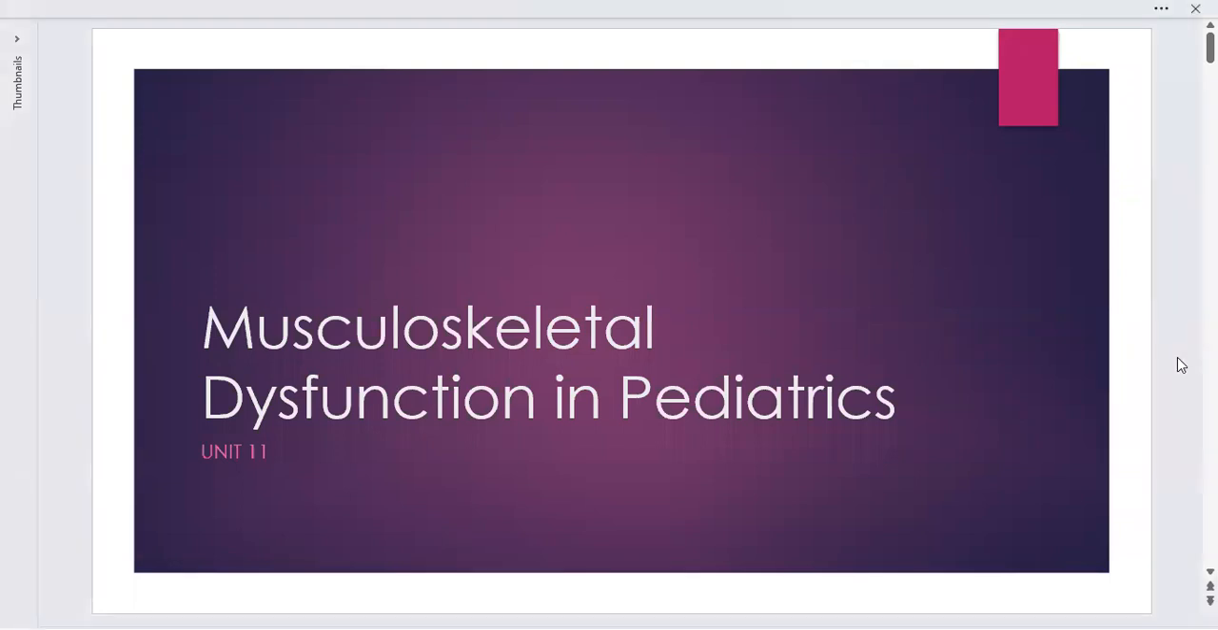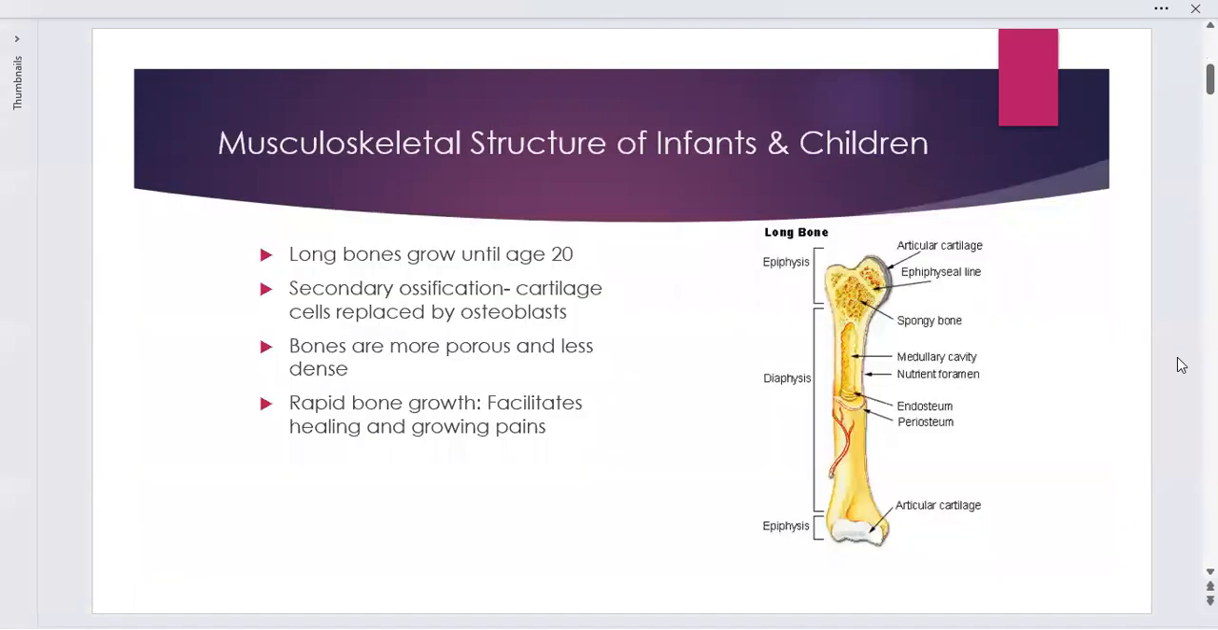All right, now we are in the last section for Unit 11. So we are talking about musculoskeletal dysfunction. So this starts in chapter 48. Some important things that we have to remember as far as our structure: our long bones can continue growing until age 20.